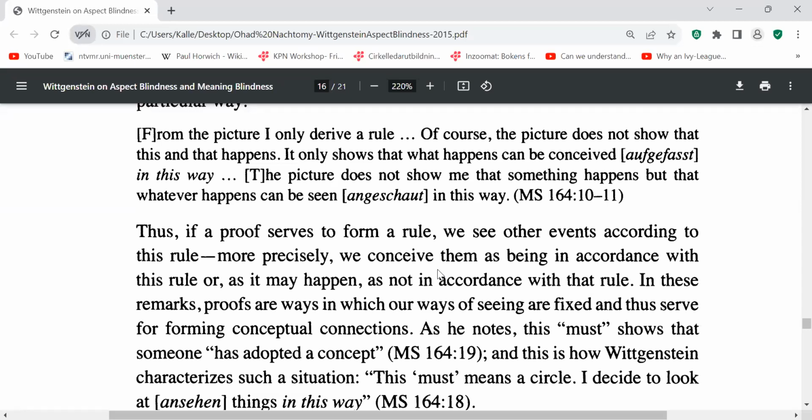From the picture, I only derive a rule. Of course, the picture does not show that this and that happens. It only shows that what happens can be conceived in this way. The picture does not show me that something happens, but that whatever happens can be seen in this way.